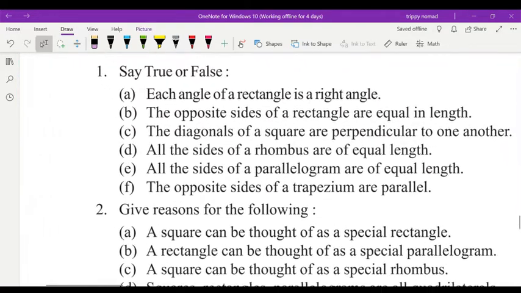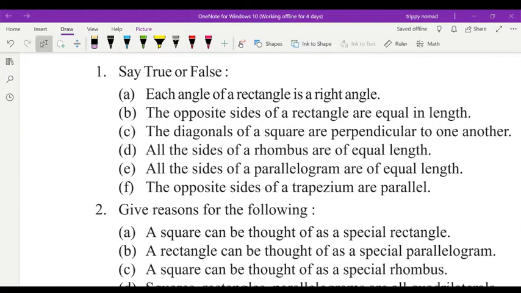So let's start exercise 5.7. Say true or false. First one, each angle of a rectangle is a right angle. Yes, it is true, because I have taught you each angle of a rectangle is a right angle. I drew it like that, and each angle is 90 degrees. Opposite sides of a rectangle are equal in length. This one is equal to this, that is equal to this one. That is also true.